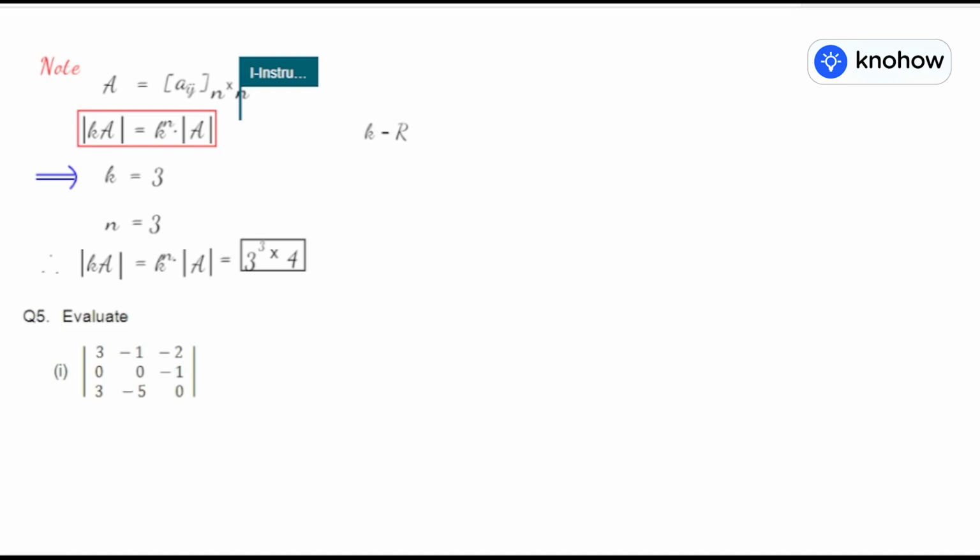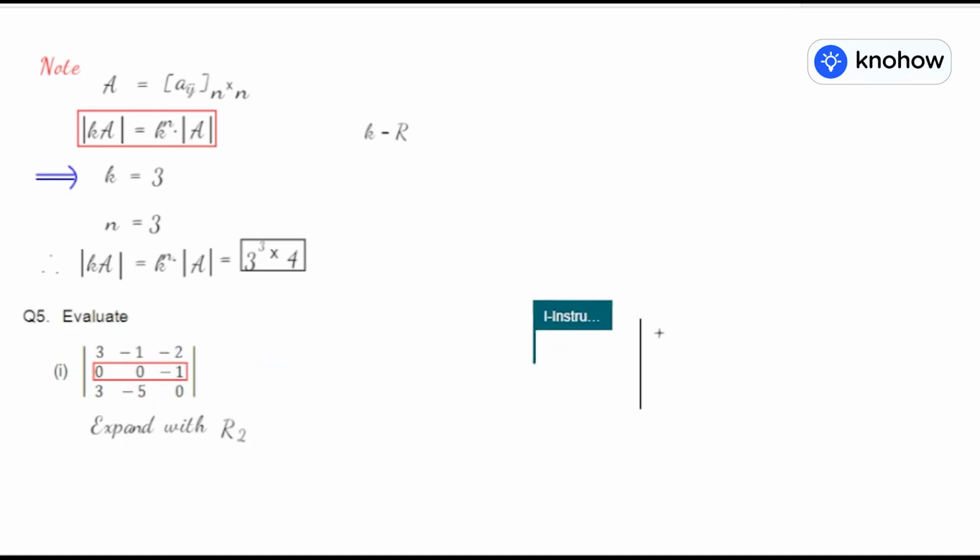Now the next sum, we have just to evaluate the value of this determinant, and it is very simple because the second row has already got 2 zeros. So let us expand it with row 2. Sign convention, you know, plus, minus, plus, minus, plus, minus, plus, minus, plus. So the second row will take minus, plus, minus. So in the second row, the first element is already 0. The second element is also 0. And the third one is minus 1.